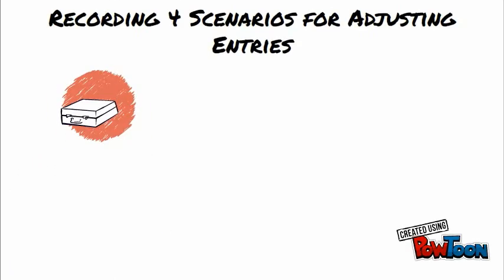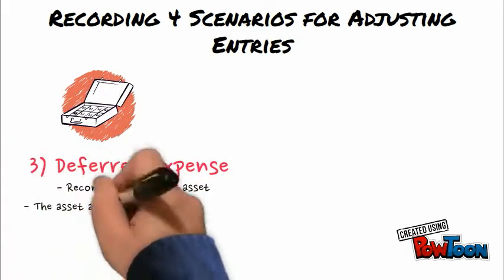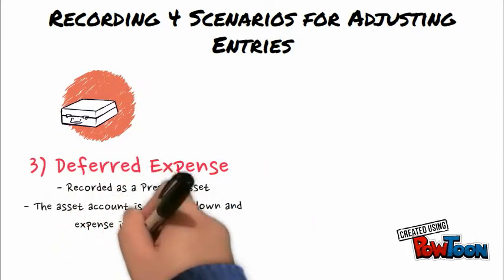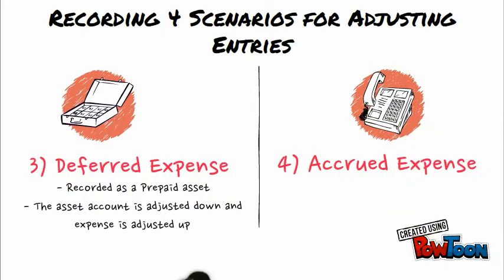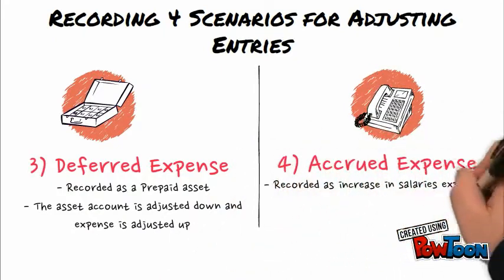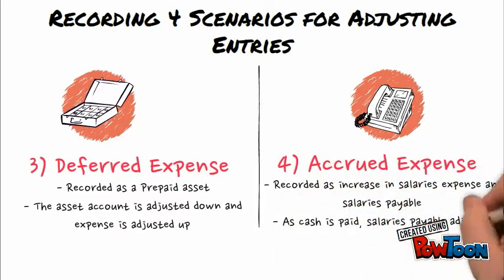Deferred expense occurs when a company pays for a resource before it uses it, hence an increase in prepaid asset. As the asset is used up each month, the asset account is adjusted down and the expense account is adjusted up. On the other hand, companies can incur the expense and pay for it later, e.g. salaries expense, hence an increase in liability. As cash is paid each month, the salaries payable account is adjusted down.